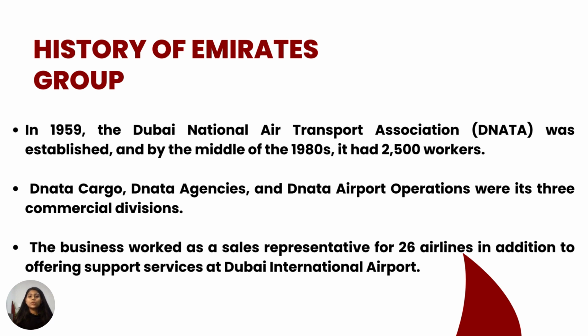The Emirates Group was formed in 1959 as an association, the Dubai National Air Transport Association, that is DANATA, and in the middle of the 1980s it had 2,500 workers. It also had three major commercial divisions: DANATA Cargo, DANATA Agencies, and DANATA Airport Operations. So this group was formed in 1959, and in the middle of the 1980s it had 2,500 workers.